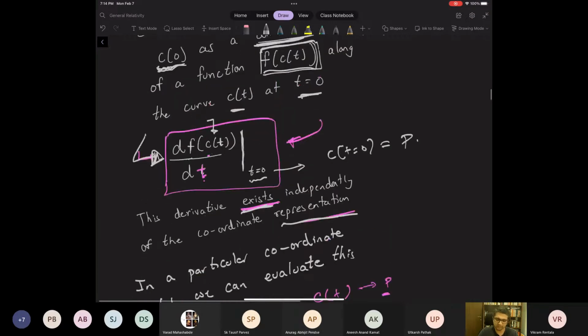Okay, so this df/dt is a well-defined derivative of that function, and the derivative exists independently of any coordinate representation, which means the notion of the vector that you're trying to define by this tangent, or by the slope, is independent of any coordinate choice. That's what's nice about this way of defining it: the definition doesn't rely on the fact that you've got a particular type of coordinates on the manifold. It's really a derivative associated with the curve C of t.